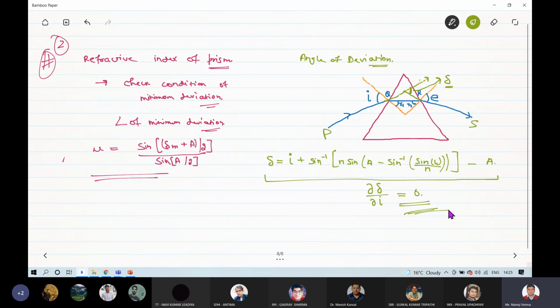From any expression, we will take the differential of that expression with respect to the variable for which we want to find the value, at which particular value of I the delta will be minimum or maximum. If it is minimum, then the second differential of this will be positive, sorry.